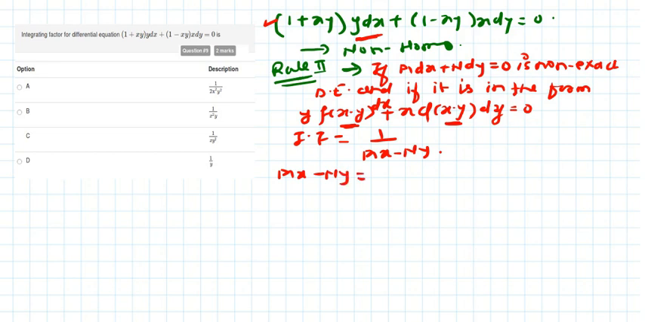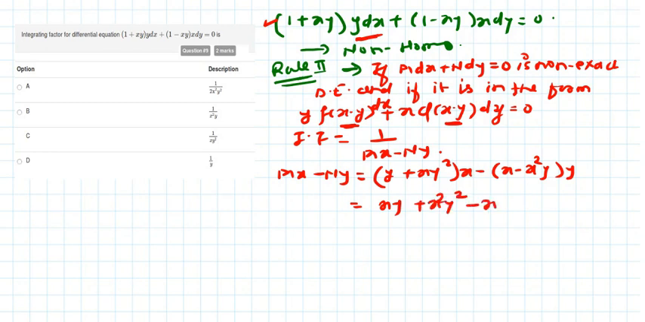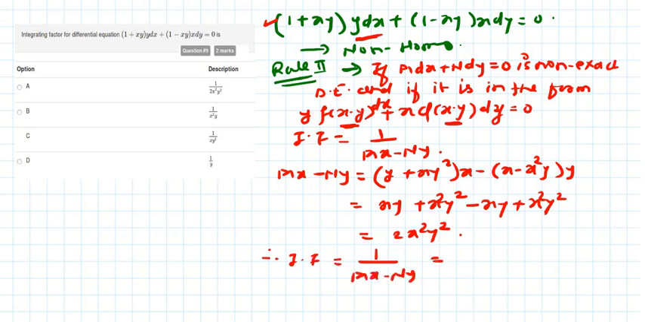So by the given example, what is m? M is y plus x into y square, into x, minus n. N is x minus x square y, into y. So this is equal to xy plus x square y square minus xy plus x square y square, which is equal to 2 x square y square. Therefore its integrating factor will be 1 upon mx minus ny, which is 1 upon 2 x square y square. So option A is the right answer.